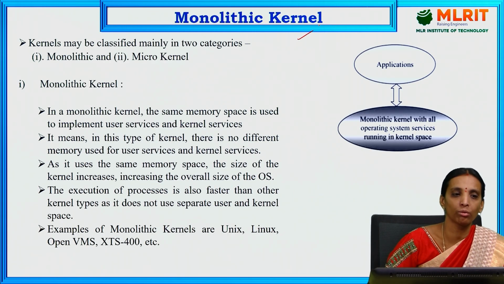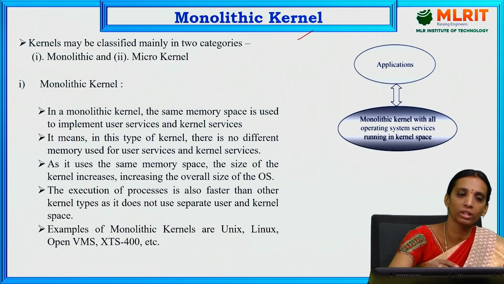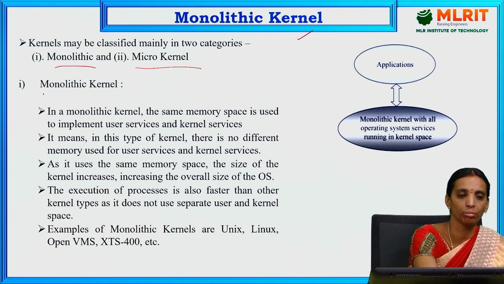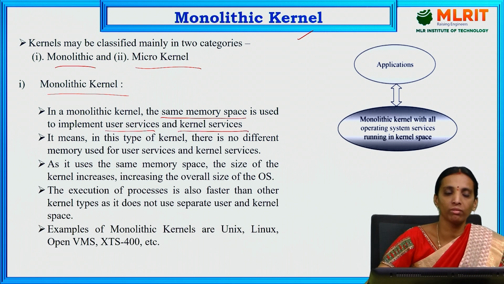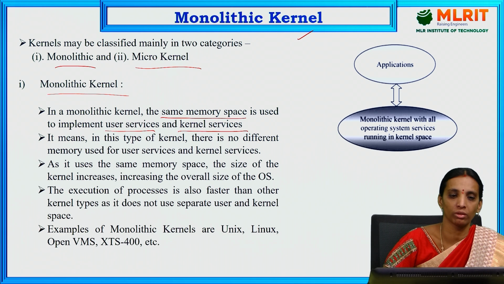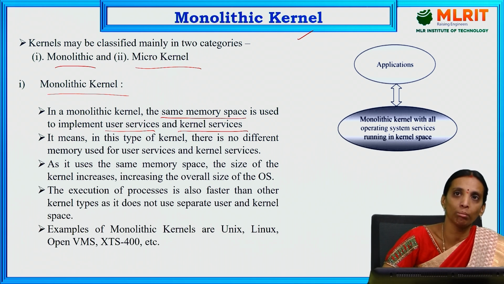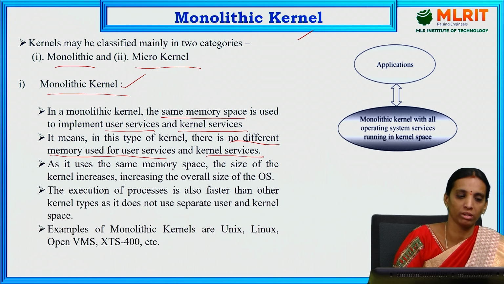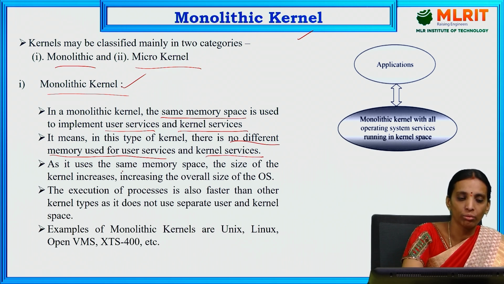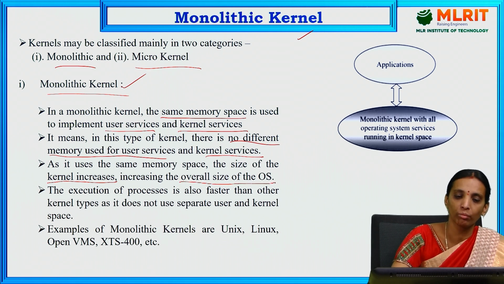Next, there are two types of kernels. One is the monolithic kernel, and the other is the microkernel. First, the monolithic kernel. Monolithic kernel means the same memory space is used for user services and kernel services. In the previous slide, we saw the user space and kernel space. If we allocate the same memory space for both user applications and kernel applications, then it is called a monolithic kernel. Here, no different memory is used for user services and kernel services. So it uses the same memory space. Therefore, if the size of the kernel increases, the overall size of the OS will increase.